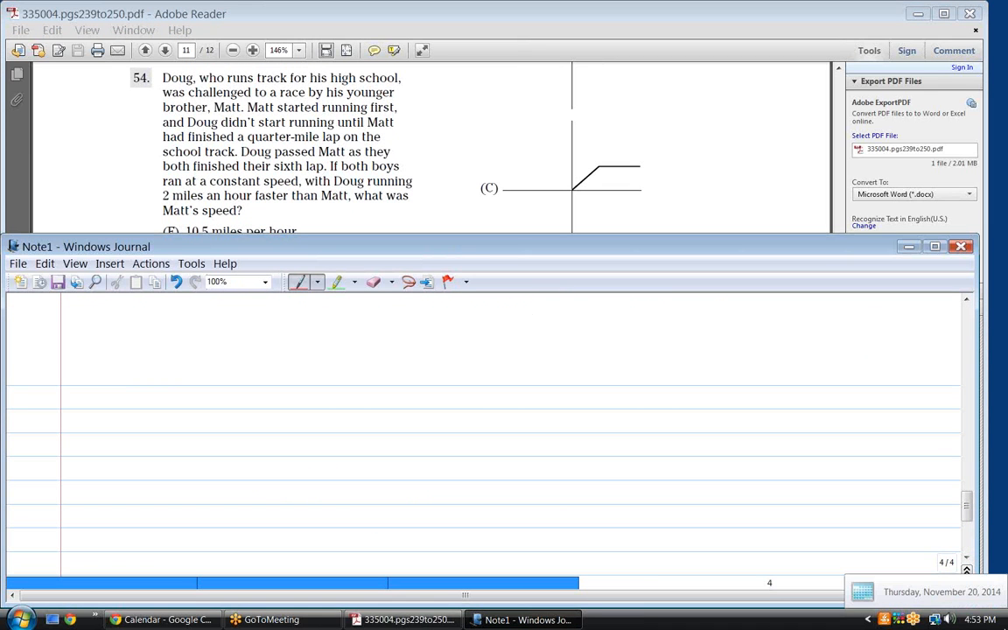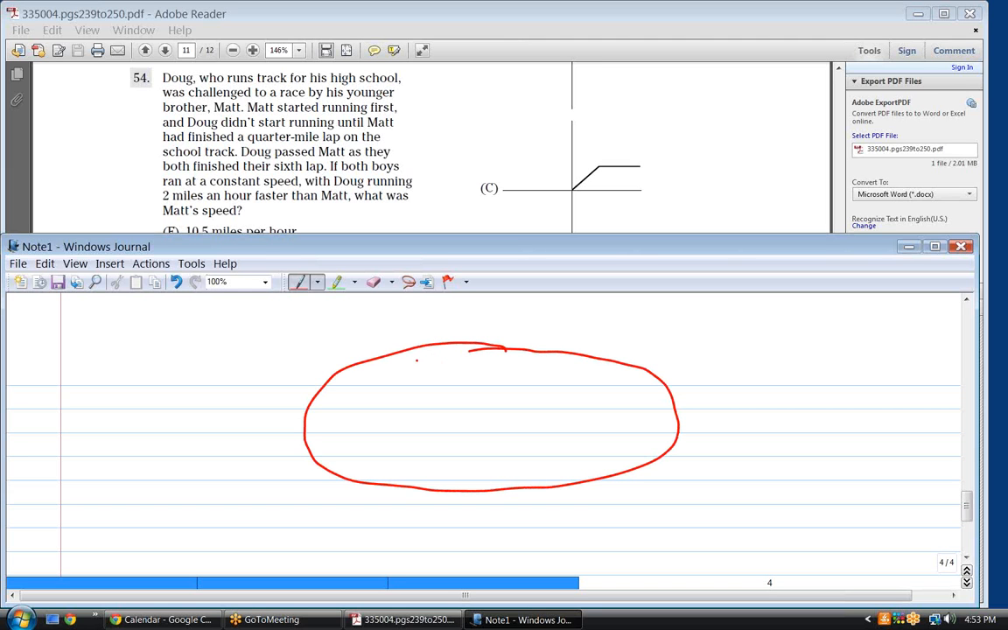Okay, 54. Okay, so Doug, who runs track for his high school, was challenged to race by his younger brother, Matt. Matt started running first, and Doug didn't start running until Matt had finished a quarter mile on the school track. Doug passed Matt as they both finished their 6th lap. If both boys ran at a constant speed, with Doug running 2 miles an hour faster than Matt, what was Matt's speed?